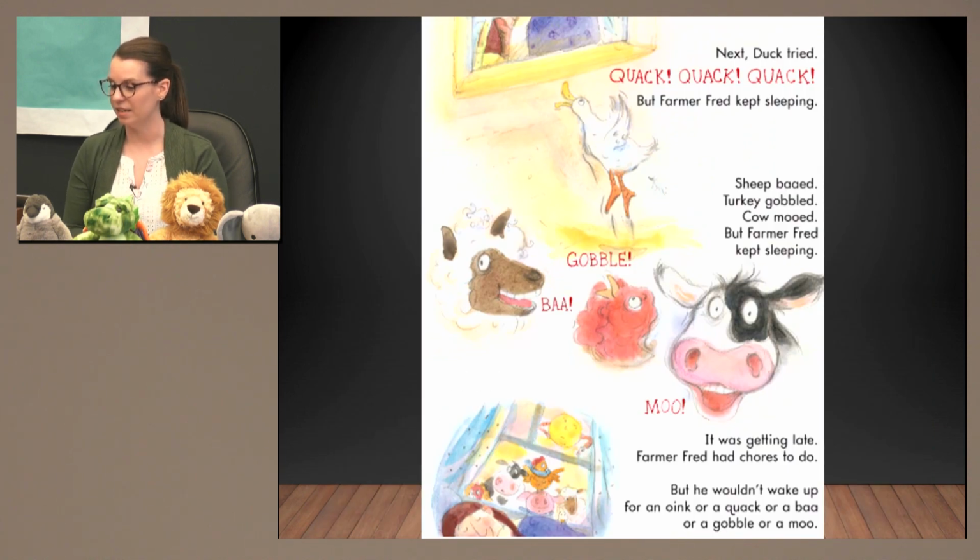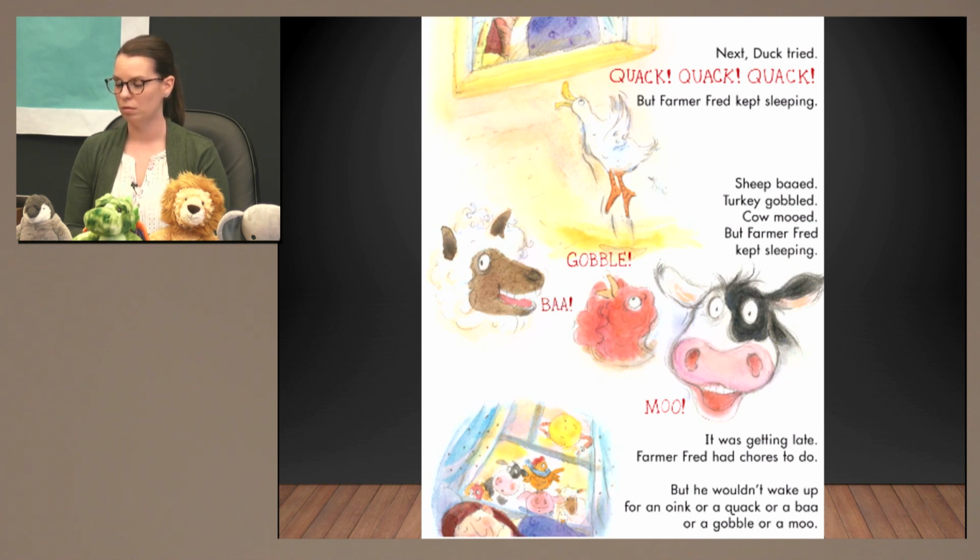Next, Duck tried, "Quack, quack, quack." But Farmer Fred kept sleeping. Sheep baaed, turkey gobbled, cow mooed, but Farmer Fred kept sleeping. It was getting late. Farmer Fred had chores to do. But he wouldn't wake up for an oink or a quack or a baa or a gobble or a moo.